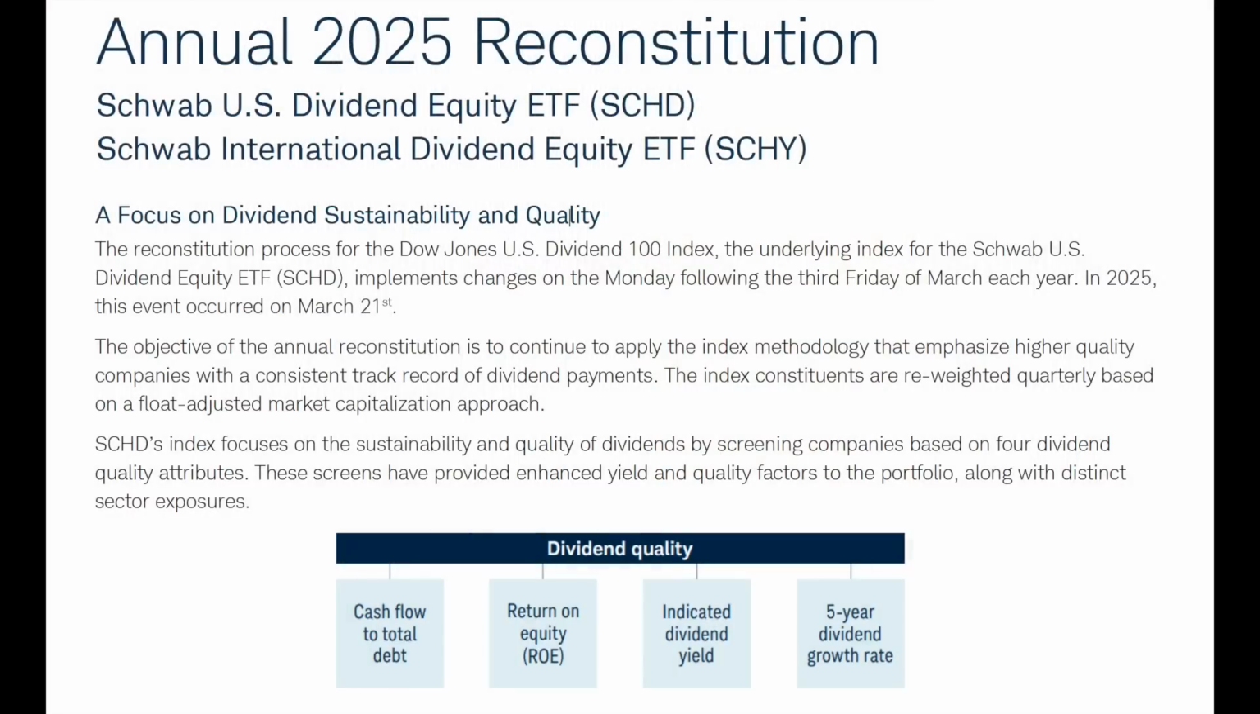What I like about SCHD is the algorithm does the selling and buying behind the scenes. It does what I'm not willing to do in my individual stocks. And so I love that. But as you can see on the screen in front of you, what it attempts to do through this reconstitution each year is find the best quality dividend stocks at any given moment that are showing value. It looks at cash flow to total debt. It looks at return on equity. It looks at the indicated dividend yield, and it looks at the 5-year dividend growth rate. It puts all of those factors into the algorithm, and it churns out the list of stocks that it buys.